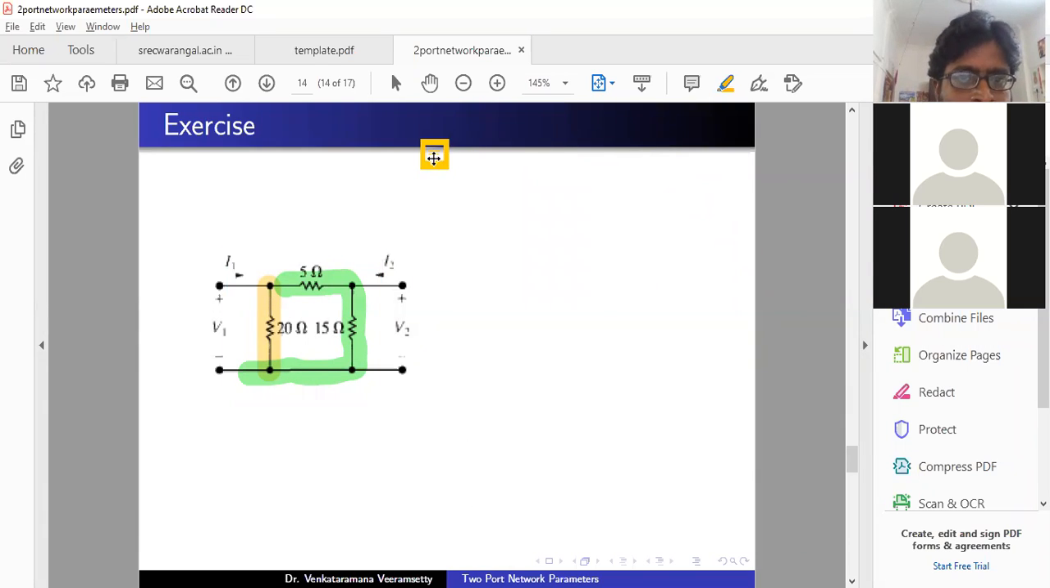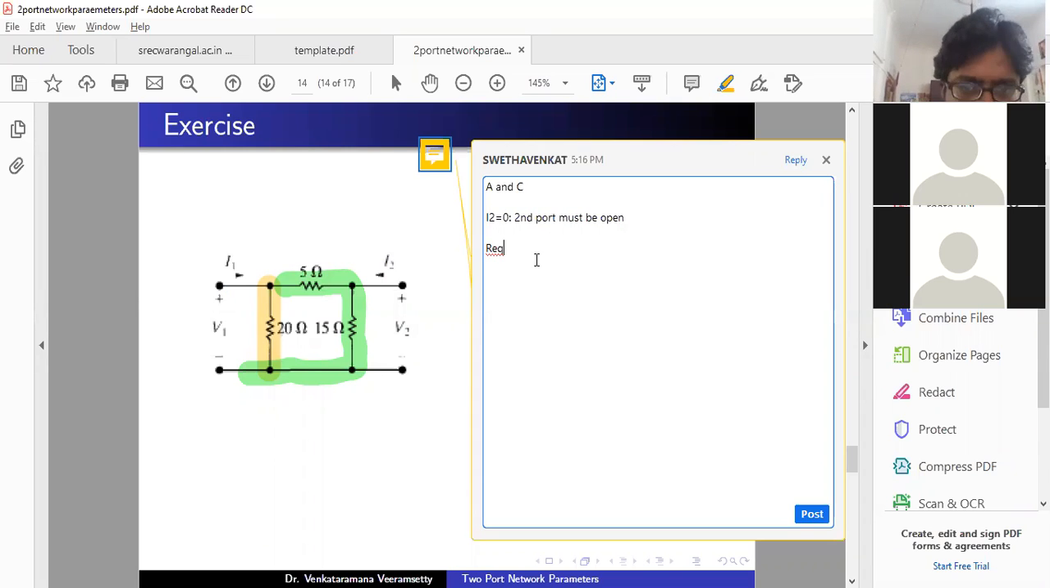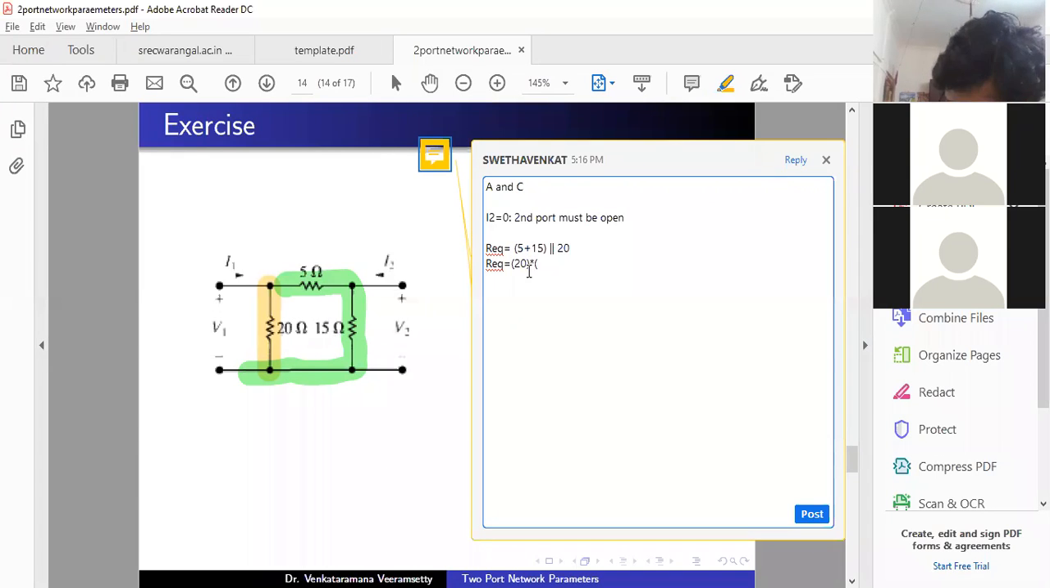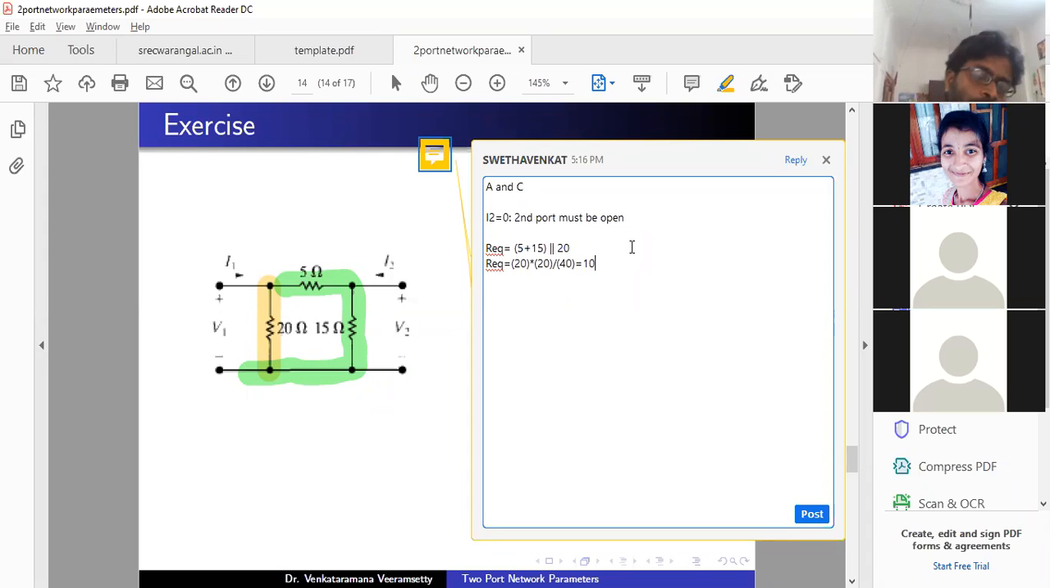So now we need to calculate the equivalent resistance. R equivalent is equal to 5 plus 15, because these two are in series, and this is in parallel with the 20 ohm resistance. So 5 and 15 gives 20, in parallel with 20. That is 20 into 20 divided by 20 plus 20, which is equal to 10. So the equivalent resistance is equal to 10 ohms.